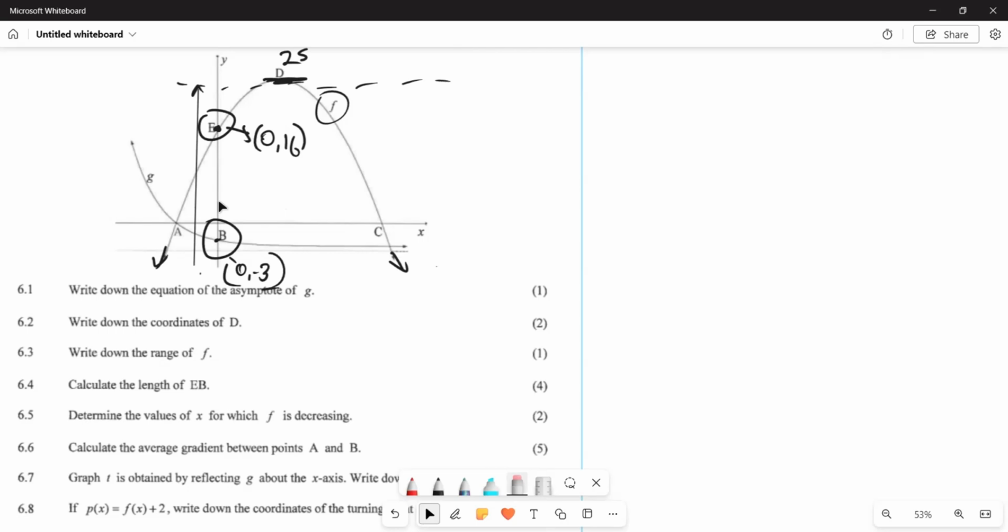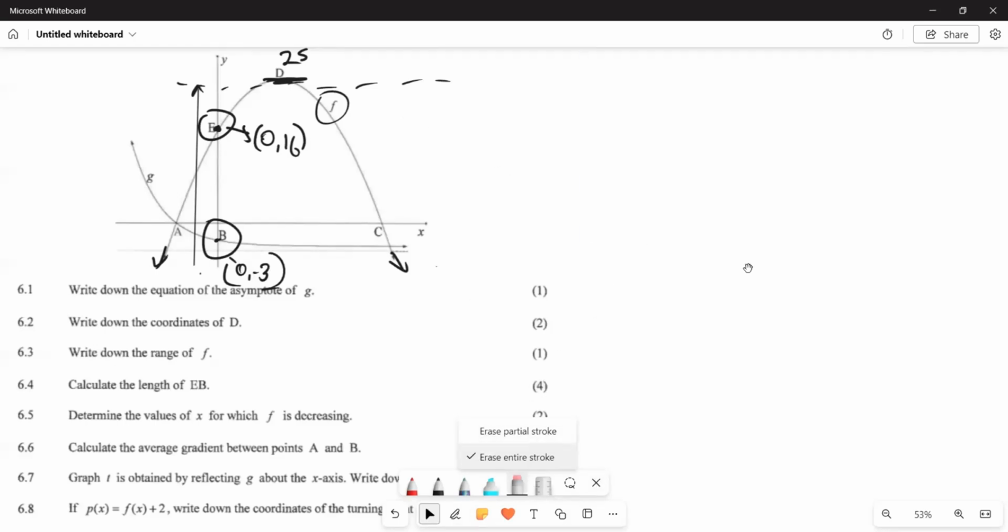Now your graph of F, where is it going to be decreasing? If you look at this particular graph of F, let's just make up our space here. Let's erase so that you can see what it is that you are looking for.